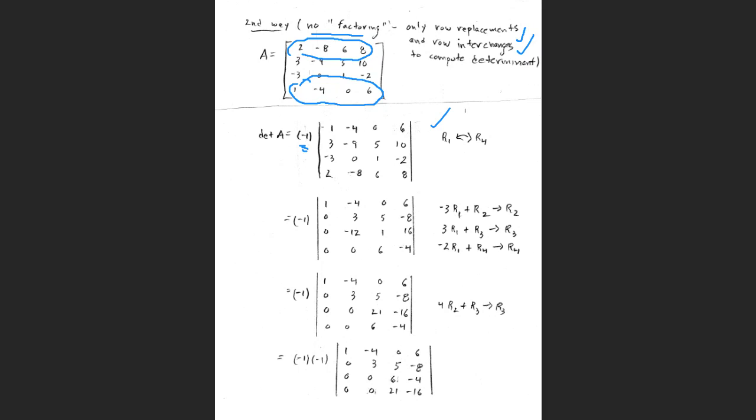Then, of course, we're going to use the 1 as a pivot to produce zeros in the entries below the 1 in that column. So here we do these 3 row operations. And the determinant doesn't change.